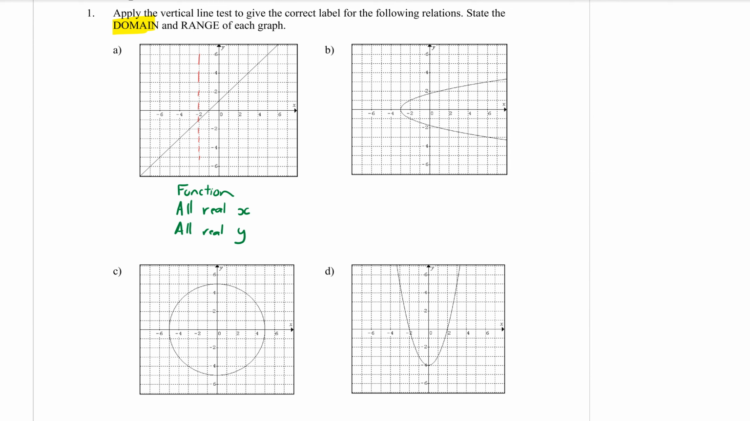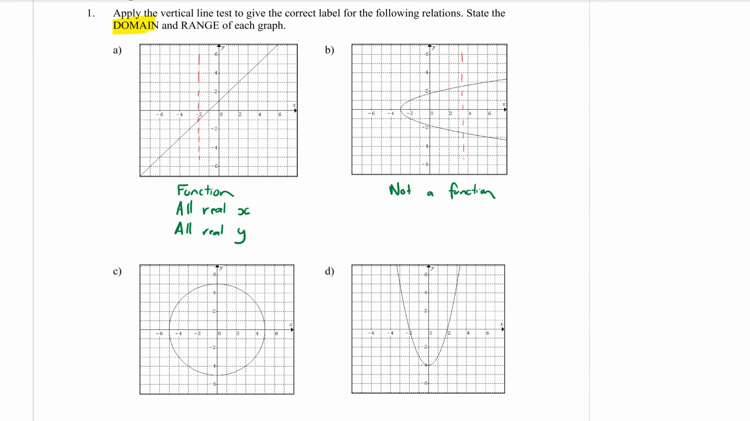Moving on to a parabola, but this is a sideways parabola. Our vertical line, let's draw it over here. If I draw it there, straight away I've cut it in two places, which means that it is not a function. Not a function.